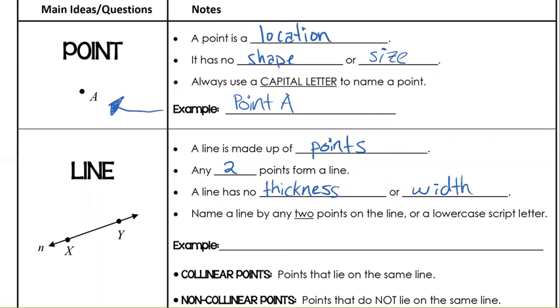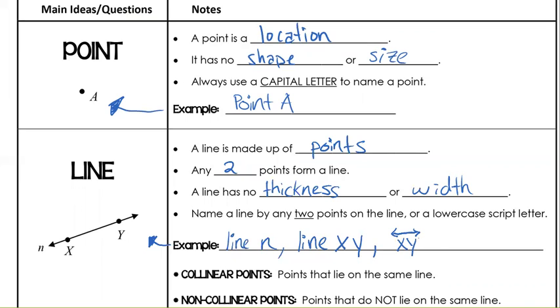Name a line by any 2 points on the line or a lowercase script letter. So here are examples. Line n, remember cursive little n, so the way you write that will be line n. Pretend it's cursive. Or line XY. Or, remember the video, the 2 arrows on top, line XY. This is all the ways you could denote that line.